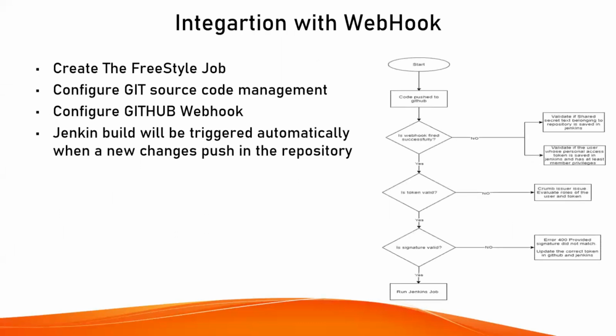Here is a small representation of what we have talked about with the webhook, and what stages will happen. The developer pushes the code to GitHub. Is the webhook fired successfully? If yes, it validates the token. Is the signature valid? If yes, it runs your job. If the webhook fire is not successful, it validates if the secret text belongs to the repository saved in Jenkins, and validates if the user whose personal access token is saved in Jenkins has the least number of privileges. It's going to check all those things.